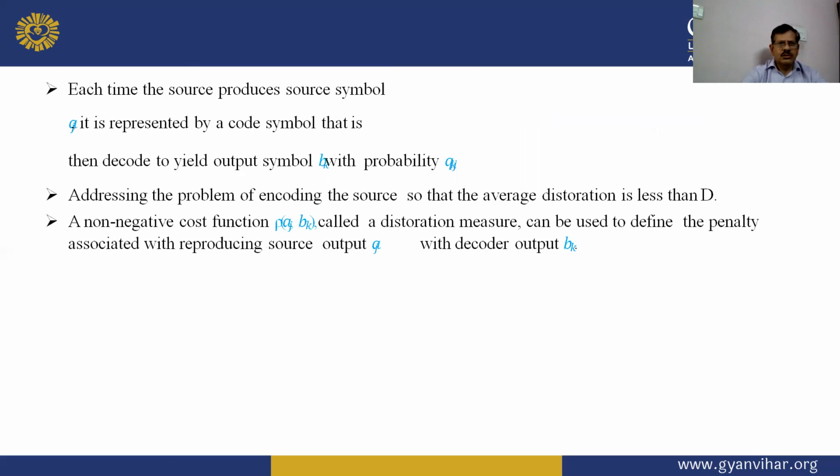Each time the source produces a source symbol, it is represented by a code symbol, and then decoded to an output symbol with some probability, addressing the problem of encoding the source so that the average distortion is less than D. A non-negative cost function called a distortion measure can be used to define the penalty associated with reproducing a source output with a decoder output.